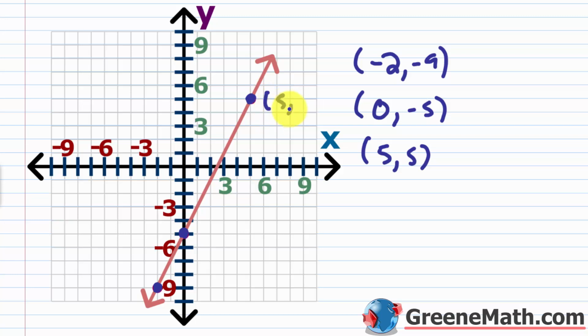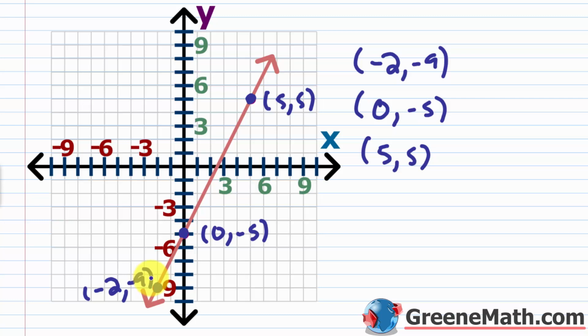You can label your points if you want. So we can say this is 5 comma 5. We can say this is 0 comma -5. And over here, I'll label this one to the left. I'll say this is -2 comma -9. Okay. Now what you would do is you would make sure that those 3 points line up, right?